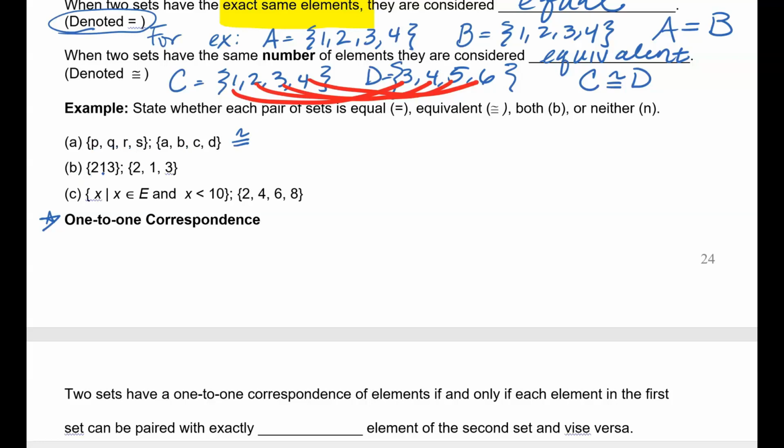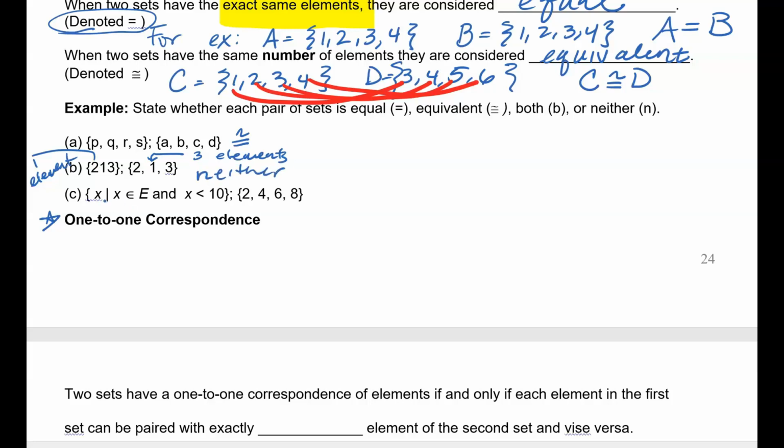Set B, I've got {2, 13} and then {2, 1, 3}. I put this on here on purpose, just so we can look at one that might be potentially tricky. This set has element 2, 13, so it has 1 element. This set has 3 elements. So I'm just going to write that down. This has 3 elements, 2, 1, 3, and this just has 1 element. So they are not equivalent and they're not equal. They are different sets. Same digits here, but not the same or equivalent. So I'll just write neither.